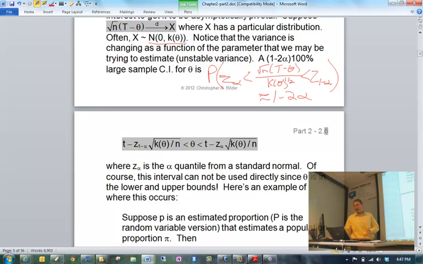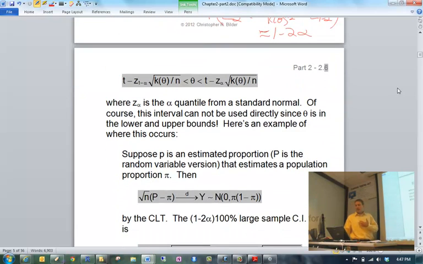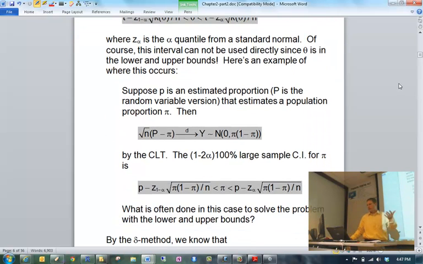Well, here's an example that you're all familiar with, where something like this happens. And we'll talk about the actual solution, or one solution, and we'll talk about a better solution later. Let's say that I have a population proportion. Let's call it pi that I want to estimate. So perhaps pi is the proportion of successes for some experiment. And let's say I'm going to estimate it with the estimated proportion. In other words, the number of successes I observe in a sample divided by my sample size. Call that P. So P estimates pi.